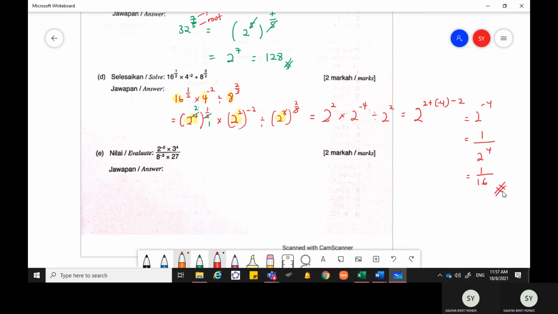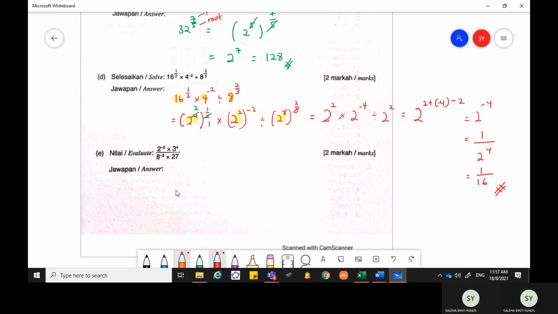Sebab the question asks you to solve. Jadi you need to find until the final answer. Okay, jangan biar jadi 2 to the power of negative 4 sahaja. Okay, kena cari sampai nilai yang terakhir. 1 over 16.